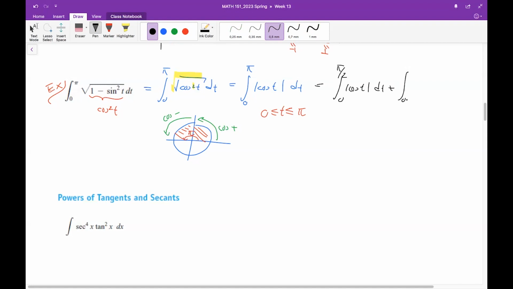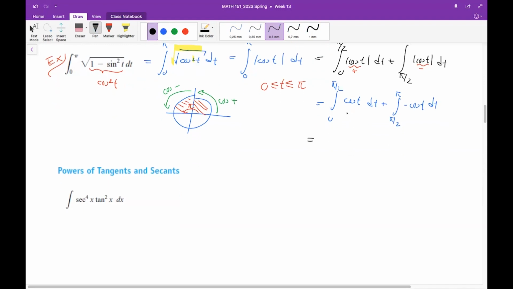Cosine t dt, and then I will continue from pi over 2 again to pi, cosine t dt. Over this interval, cosine t is positive. Over this interval from pi over 2 to pi, cosine t is negative. And this gives us the clue about how to take the absolute value. Since it is positive, I directly remove the absolute sign. Since this is negative, I will put an extra minus sign in front of it while evaluating the absolute sign, like that.